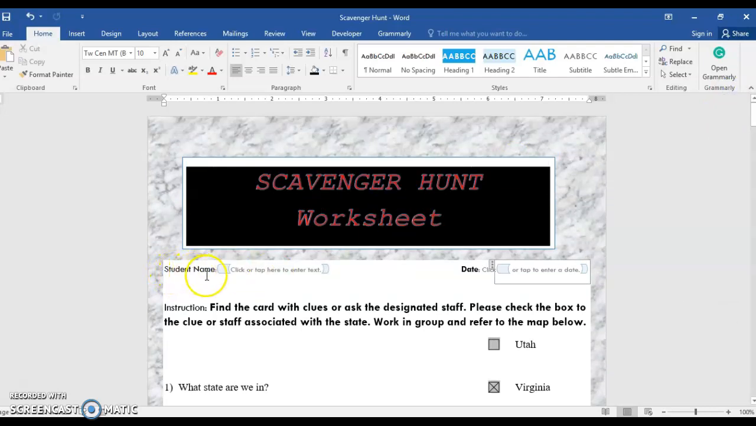Last thing is, of course, before they start the assignment, they'll have to put the name and the date on here. So that's it, guys.